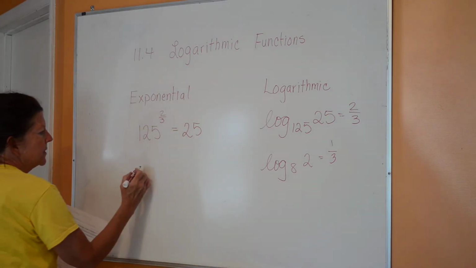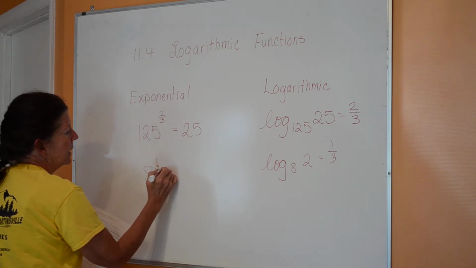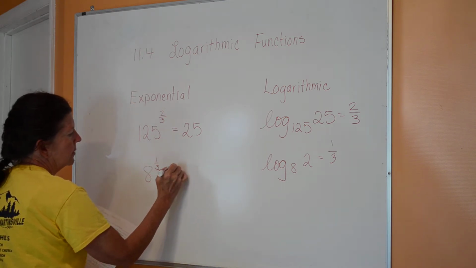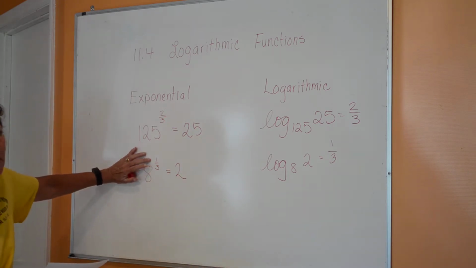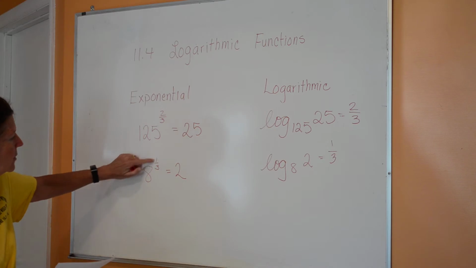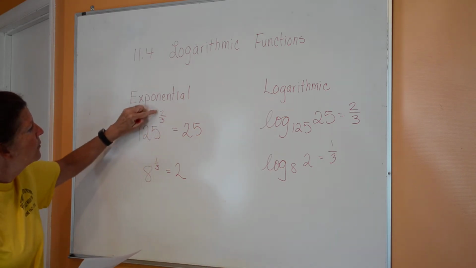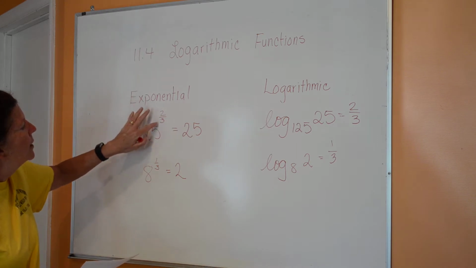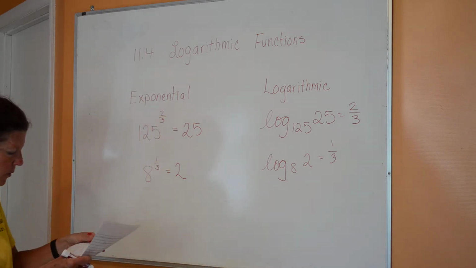All right, the base number is the same, so it's 8 raised to the 1/3 power is equal to 2. Now hopefully you remember that the 1/3 power is the cube root of 8. So the cube root of 8 is 2. The 125 example would be 125 raised to the 2nd power, but then you take the cube root of that number, and that's going to give you 25.